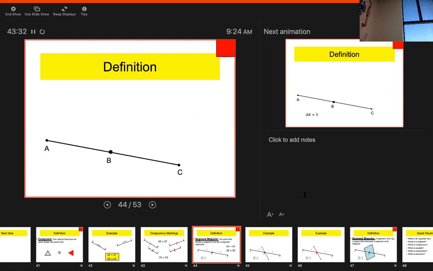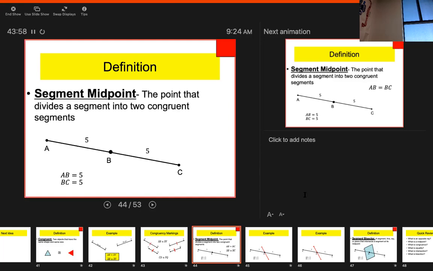If you have a line segment and that point right there is halfway between A and B, guess what we're going to call that thing right there? We won't call it the middle. We will call it a midpoint. Okay? If it's literally halfway between the two, we call it a midpoint. Write that down. And since it's on a segment, we call it a segment midpoint.